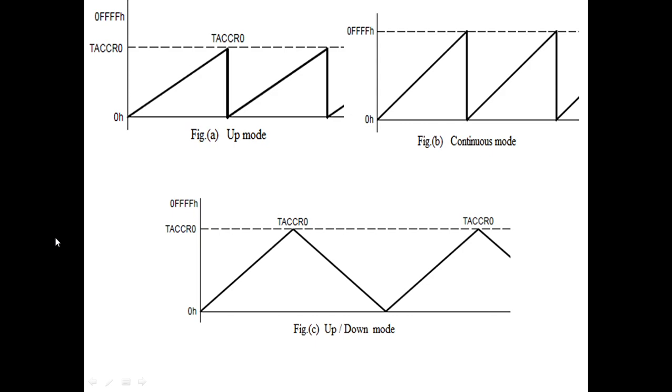Then it compares the value in the timer A capture compare register 0. If both values are equal, again the timer A register value is decremented by 1 gradually. That means suppose if its value is 4, then the next value is 3, 2, 1, 0. Like that, the timer register decreases gradually up to 0. Again it is incremented. Like that, the up and down mode will be operated in the timer A register.